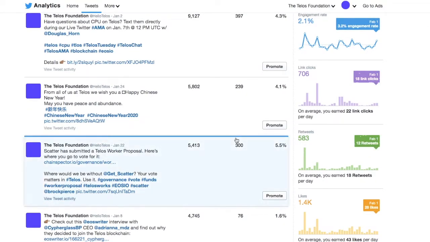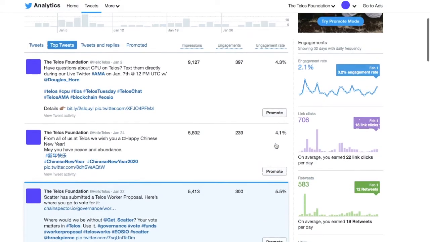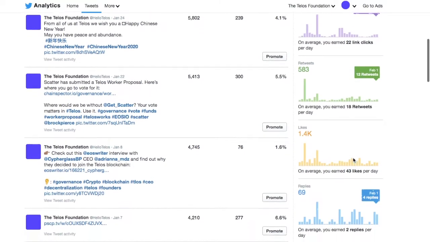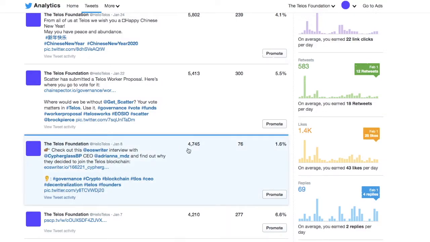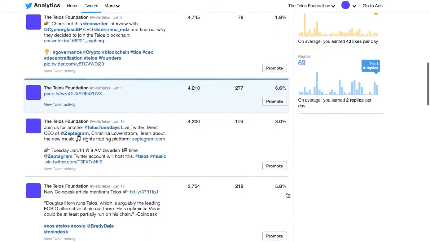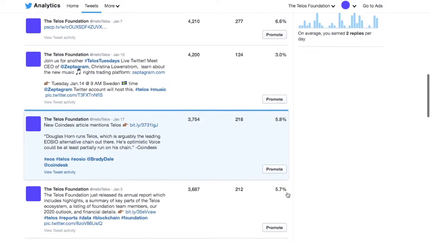And here's where you get it. And I think that one had a video in it. As you can see, getting 5,000 organic views is pretty decent. Anyway, everything on the right-hand side gives you an overview: how many likes, how many retweets, etc. And it gives you all the averages. So two replies per day on average.